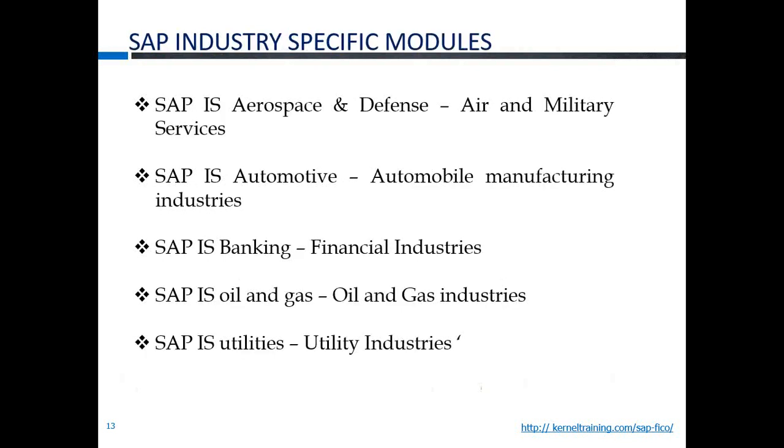And then the industry specific modules. Now you have modules for air and military services, automobile manufacturing, IS banking for financial industries, oil and gas for most of the industries which extract and distribute oil, and IS utilities for utility industries. I have taken only specific modules, and there are so many other modules as well, but I have taken only these to just give you an idea of the different modules.